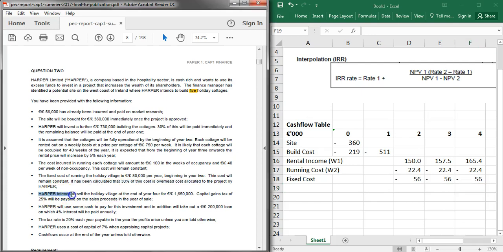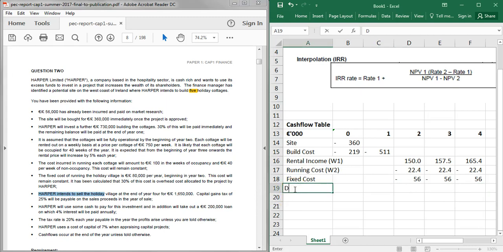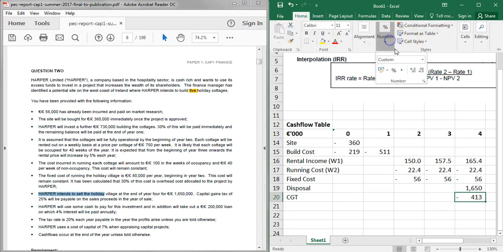The last one then is Harper intends to sell the village, so we'll call this the disposal. It's going to sell it at the end of year 4, so 1650. But you're going to have CGT, capital gains tax in the year of disposal of 25%. So it's 1650 times 0.25, which is a minus 413, or essentially it's 41.25.